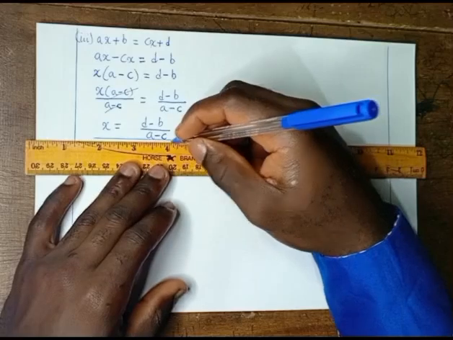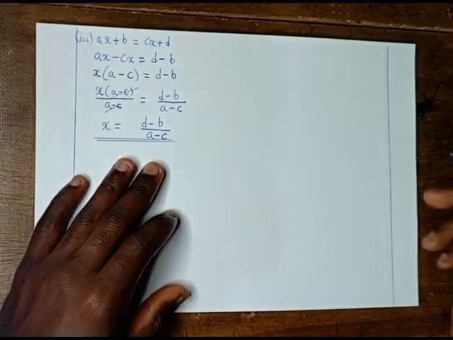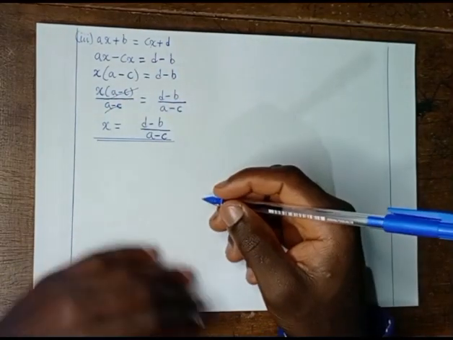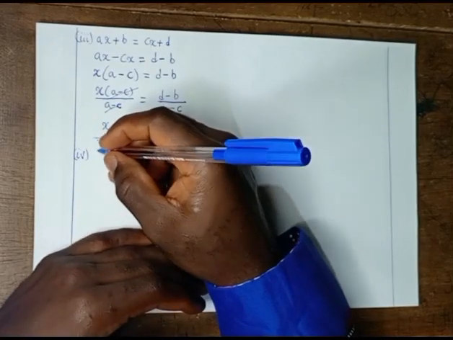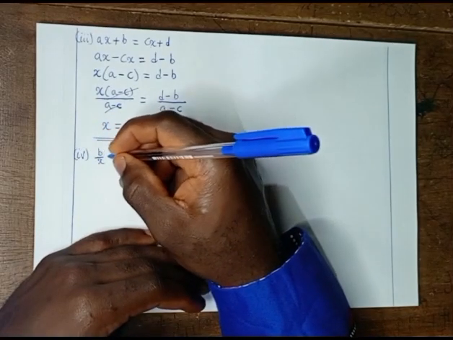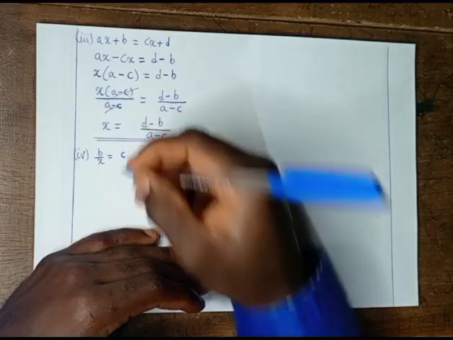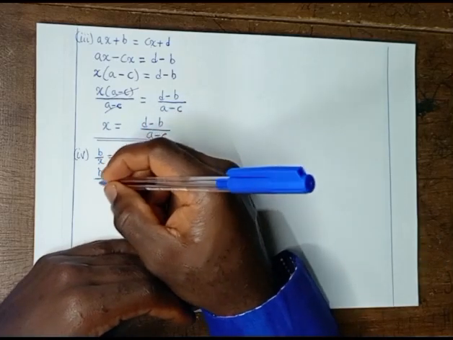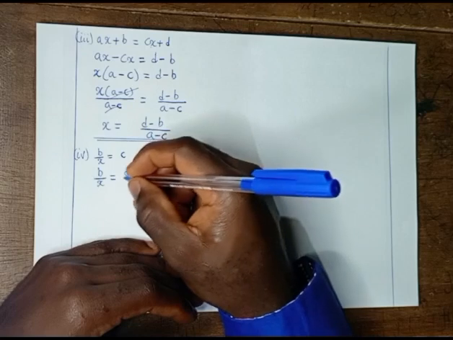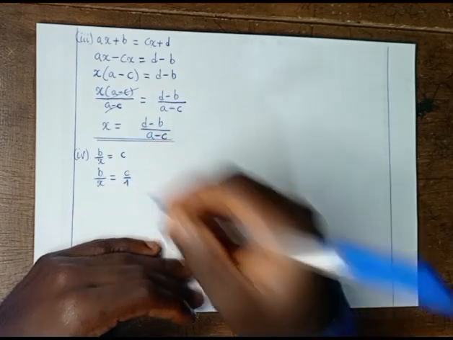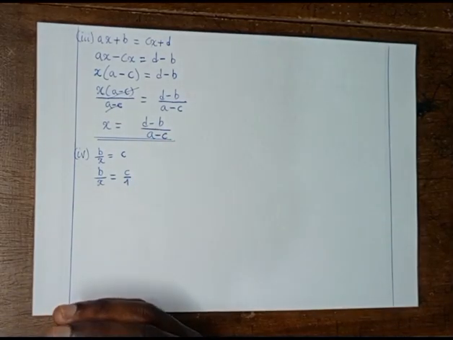X is the subject of formula. Next, we go to IV. For IV, we have b on x is equal to c. This will be the same as b on x is equal to c, which can be written as c over 1. We know c over 1 remains the same as c.